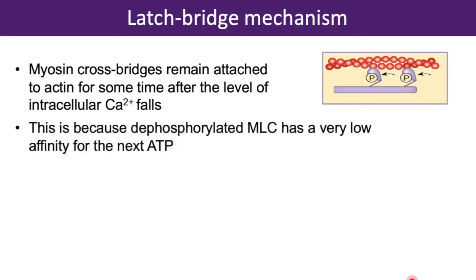Latch bridge occurs because the dephosphorylated MLC has a very low affinity for the next ATP. So, once the smooth muscle is contracting, the affinity for the next ATP is low, but at the same time it remains contracting without the need for the next ATP, meaning the myosin head remains attached to actin even without ATP. So, this is termed latch bridge.